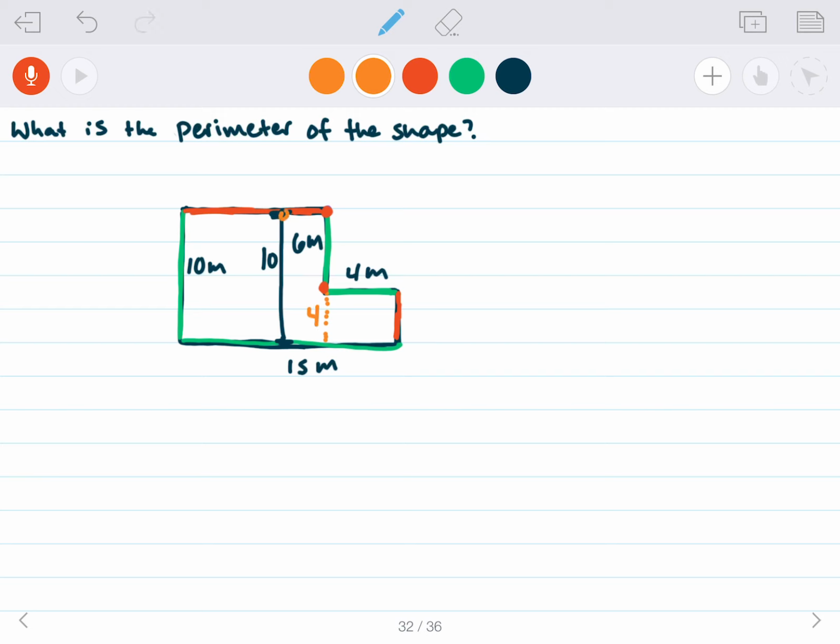Now the next thing that we need to figure out is this red piece up above. So let's see how we can reason our way through this based on what we're given. Try to redraw it a little bit better.